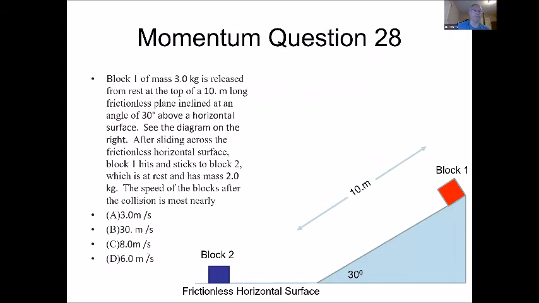All right, let's look at 28. So this time we have a block. Let me move this toolbar. You probably can't see it, but it's in my way.